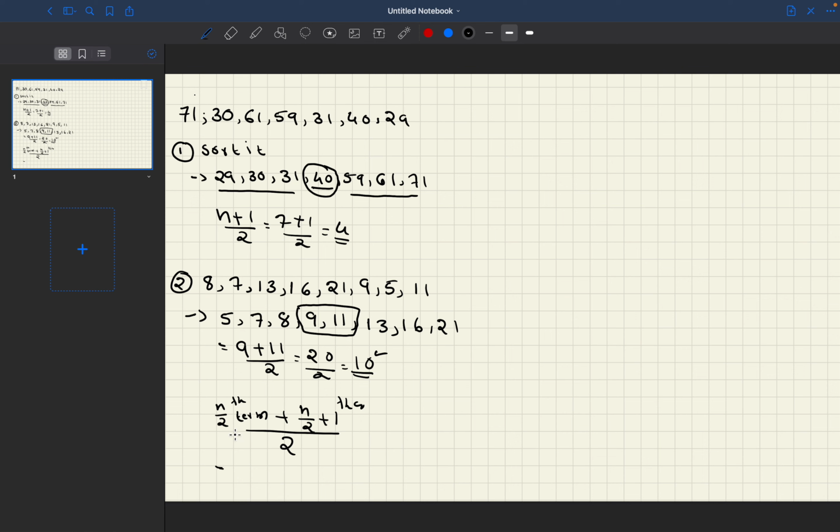So we can check that. What is n by 2? N is 8, right? We have 1, 2, 3, 4, 5, 6, 7, 8. So the 8 by 2th term plus the 8 by 2 plus 1th term, divided by 2. So this will be the 4th term plus the 5th term by 2. What is the 4th term? 1, 2, 3, 4. Okay, this is the 4th term, and 11 is the 5th term. So 9 plus 11, sorry, 9 plus 11 by 2, which is equal to 10.